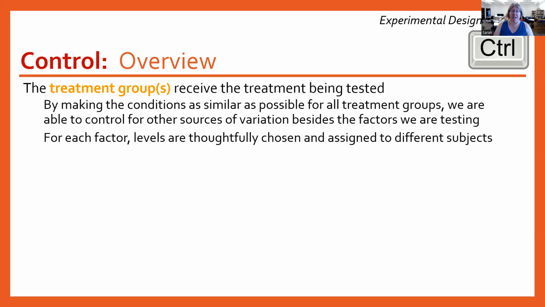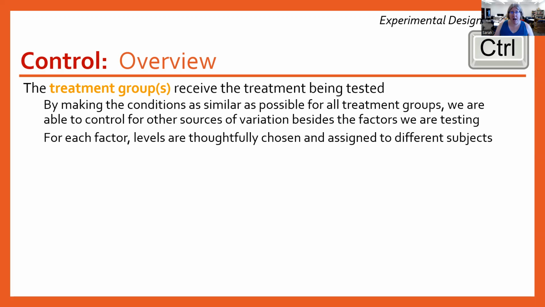For each factor, levels are thoughtfully chosen and assigned to different subjects. So if I were testing ibuprofen for migraines, I might do a 200 milligram tablet, a 400, and an 800. So three bigger groups, a little bit spaced out, rather than doing something like 50, 100, 150, 200, 250, 300, right? On and on and on.